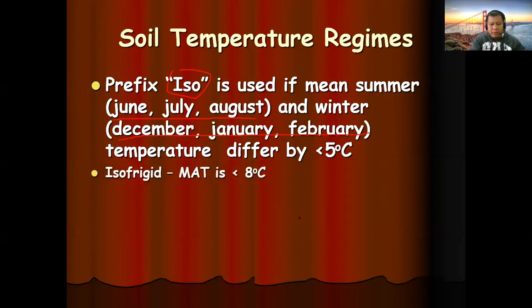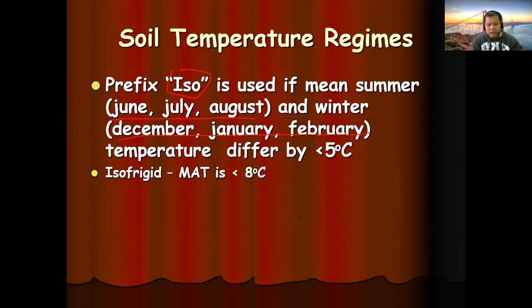So for example, isofrigid. For isofrigid, the mean annual temperature is less than 8 degrees Celsius within that control section. If the temperatures of summer and winter vary by less than 5, but for example, the temperature of summer is, shall we say, 5.